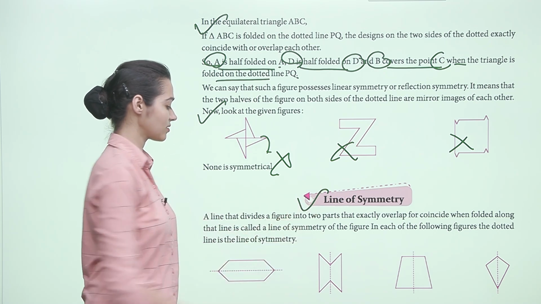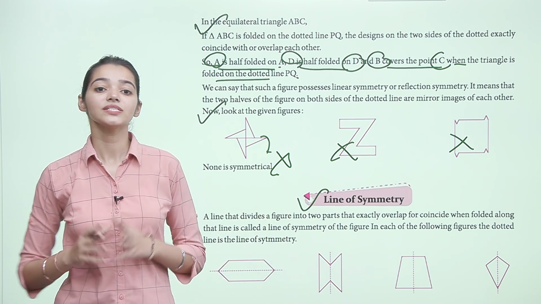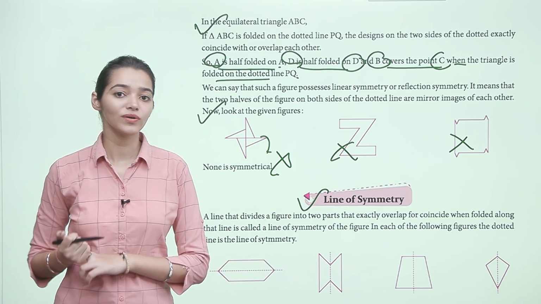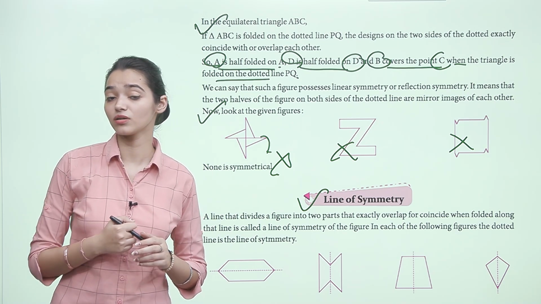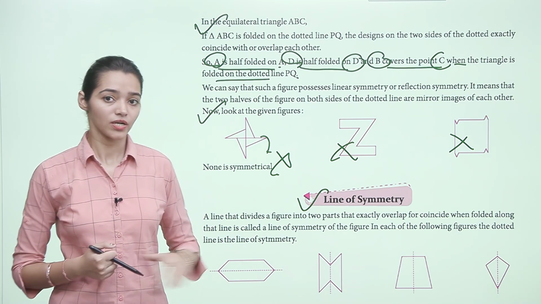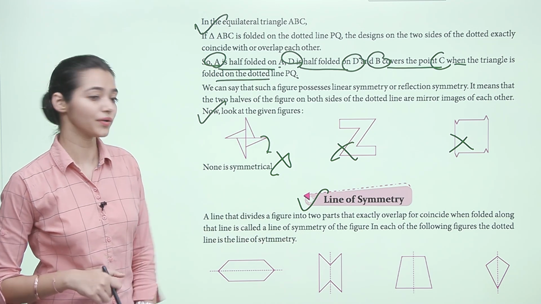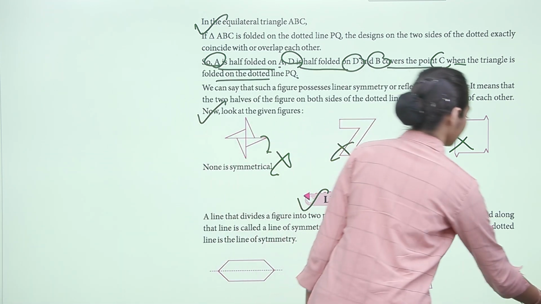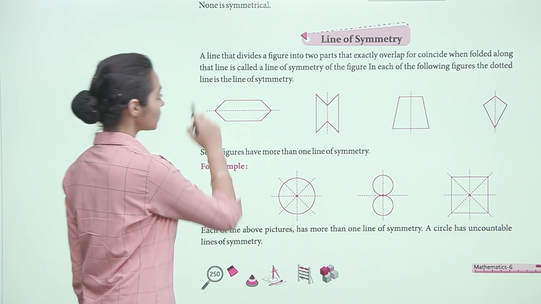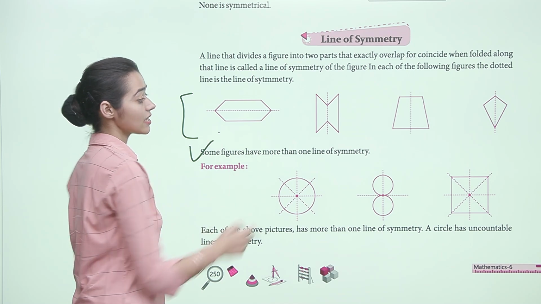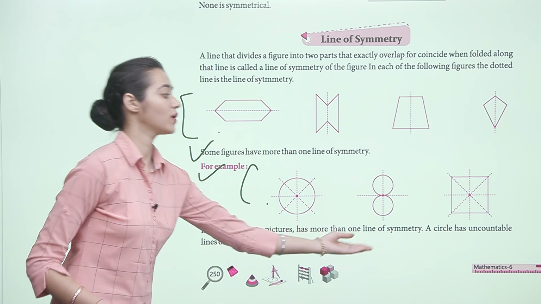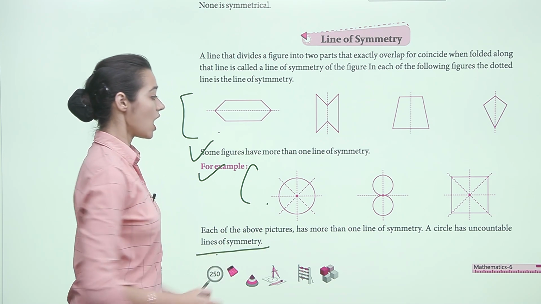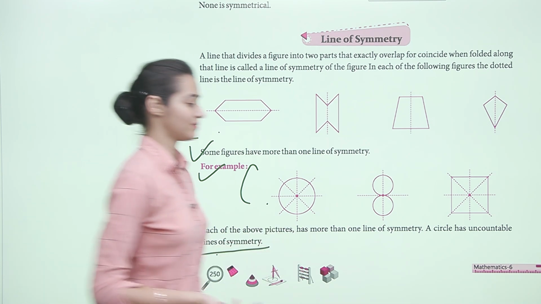Now let's look at the line of symmetry. A line that divides the figure into two parts that exactly overlap or coincide when folded along that line is called a line of symmetry of the figure. Now in each of the following figures, the dotted line is what? The line of symmetry. Here the dotted line represents the line of symmetry. Some figures have more than one line of symmetry. For example, all these figures have more than one line of symmetry, and a circle has uncountable lines of symmetry.